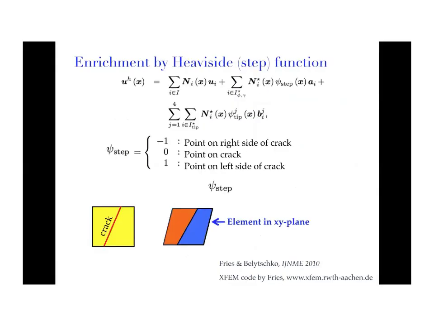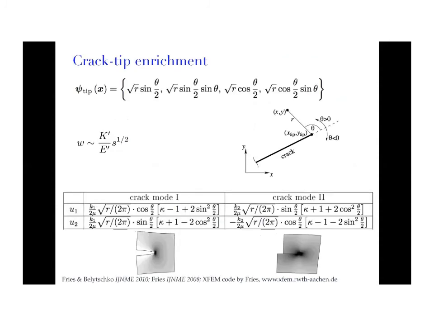So let's see how this works. This is a discontinuous function. You can imagine that if you have an element, this is how you introduce a discontinuous enrichment: you just introduce a Heaviside function or a sign function into the shape function space. Now, when you want to model the crack tip, you introduce shape functions that are proportional to the psi tip functions. In other words, the square root of r times trigonometric functions of the angle theta, in the polar coordinates r and theta related to the crack tip.